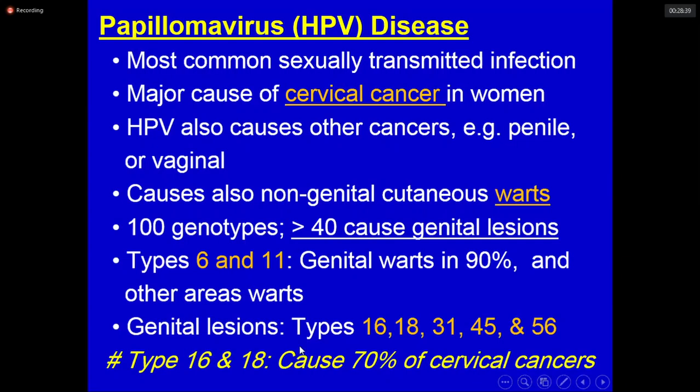Genotype 16 and 18 cause 70% of the cervical cancer. They are responsible for. This means that other genotypes can cause it, but 70% of the cervical cancers are caused by type 16 and 18. Remember these numbers, 6-11 and 16-18, because we will come back to them when we get to the vaccines.